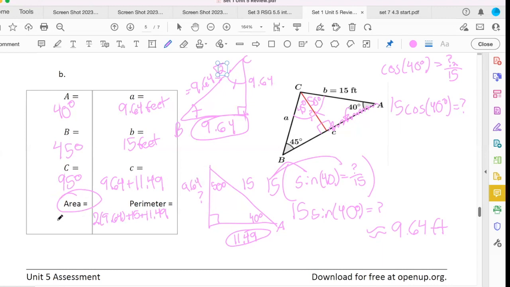The area you can get if you do 1/2 C times A, which is 9.64. I will leave that to you. Capiche?